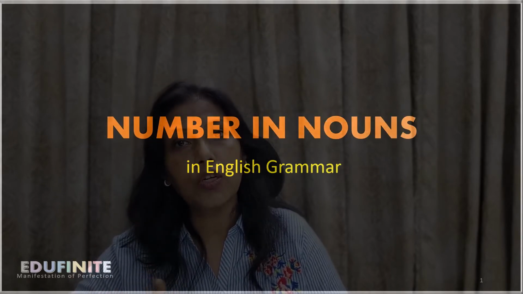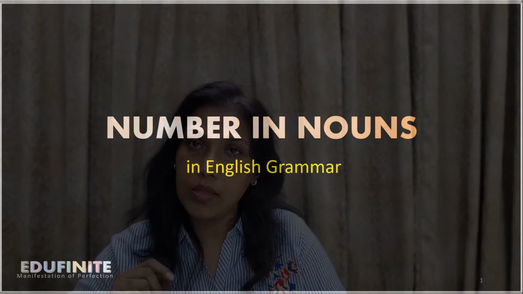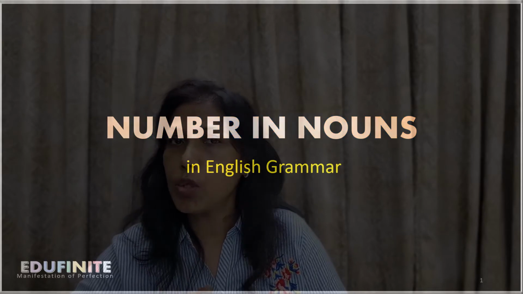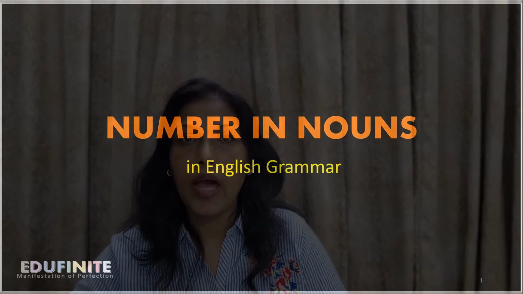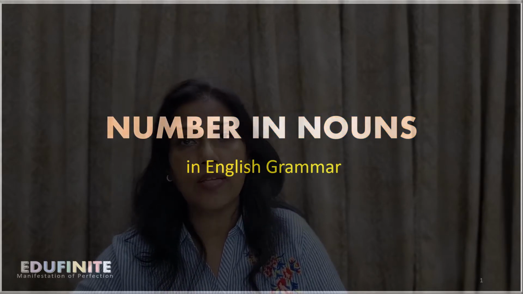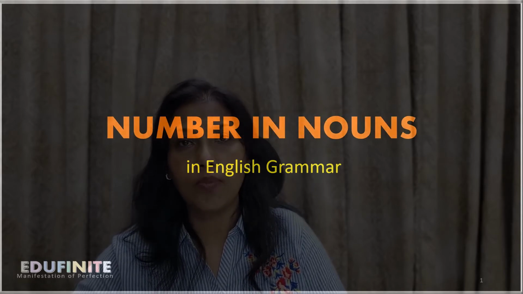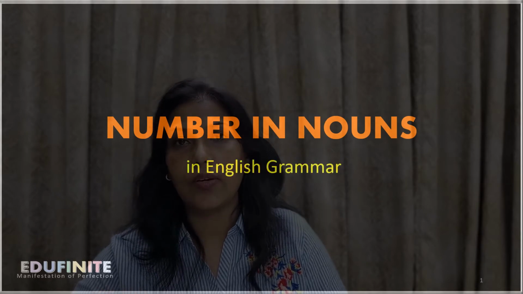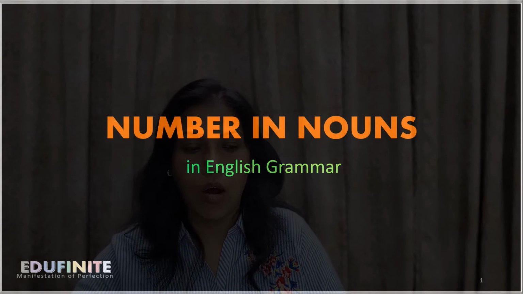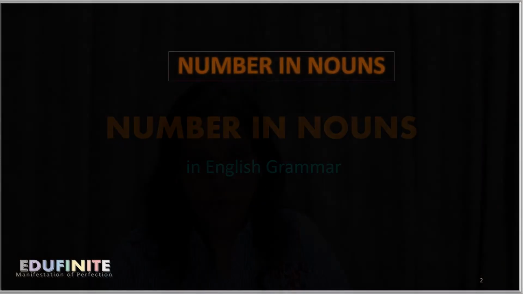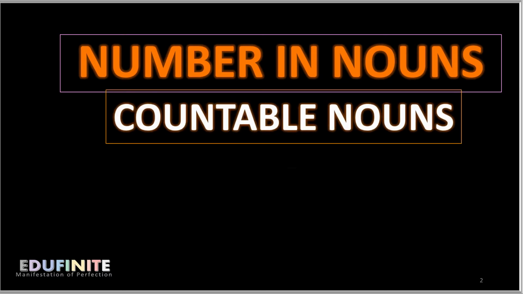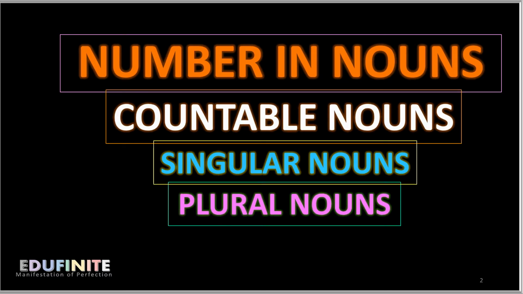It is important to note that countable nouns have both singular and plural forms, whereas uncountable nouns usually do not have a plural form. I will discuss the rules based on which the plural nouns are formed from their corresponding singular forms. The broad category on which the video is based is number in nouns, that mainly includes countable nouns, which can be categorized into singular nouns and plural nouns.